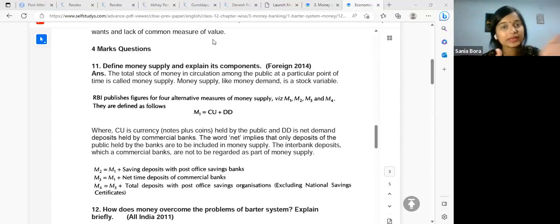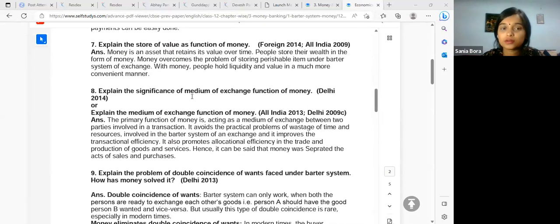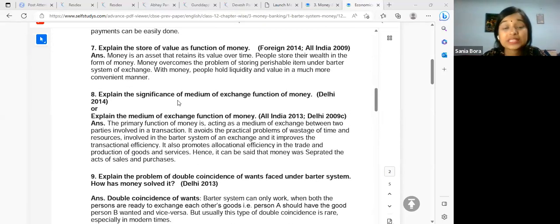Like 3 for banking and 3 for money. So either you will be getting a direct question for money creation, which is very simple, right? Or you will be getting a theory question like the functions of money, or what are the components of money supply. Or they can ask, explain the significance of the medium of exchange function of money.